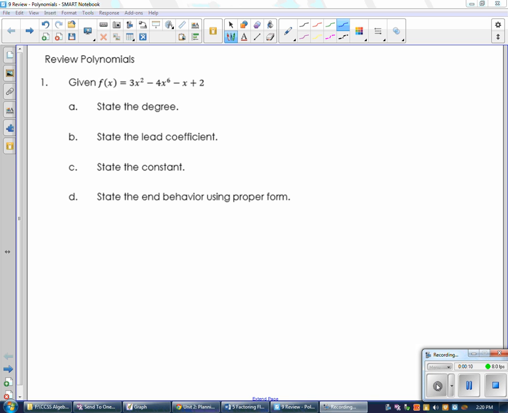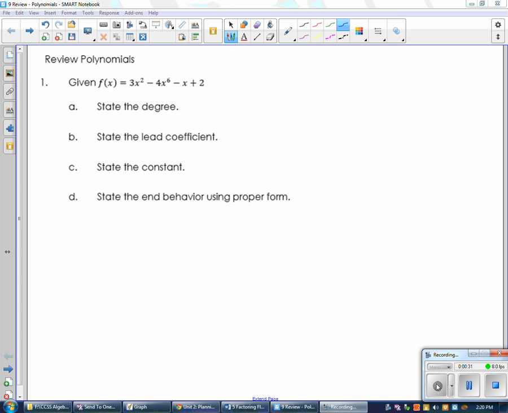In the very first one, you're given a polynomial. Note that it is written as 3x squared minus 4x to the 6th minus x plus 2, and that is not in standard form yet. It's almost there because we are adding and subtracting power terms, but we have to make sure that we write the equation in standard form before we answer any of the questions.